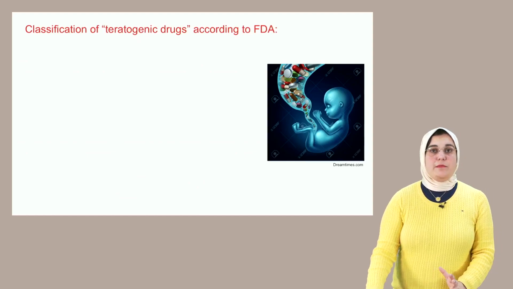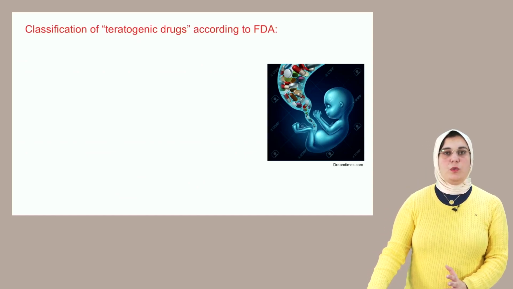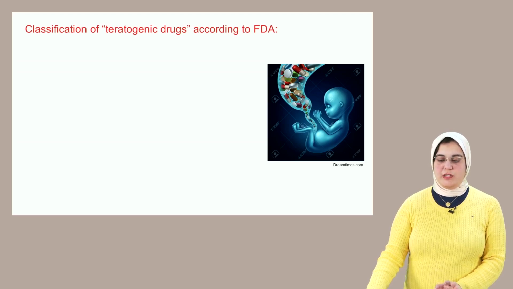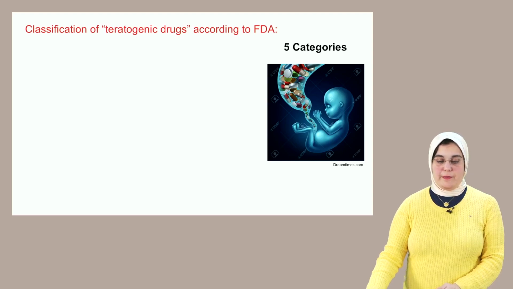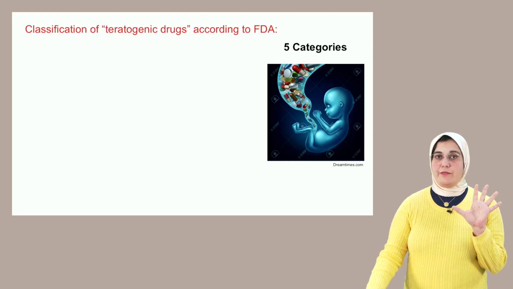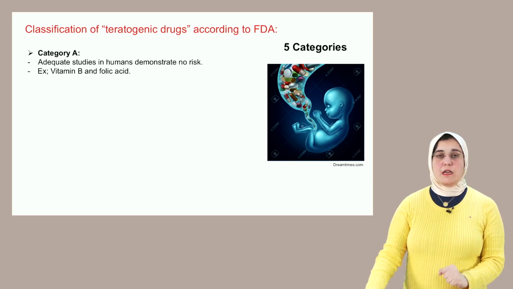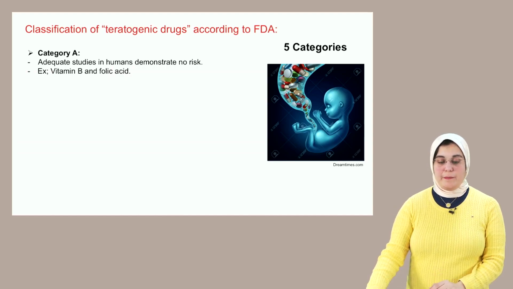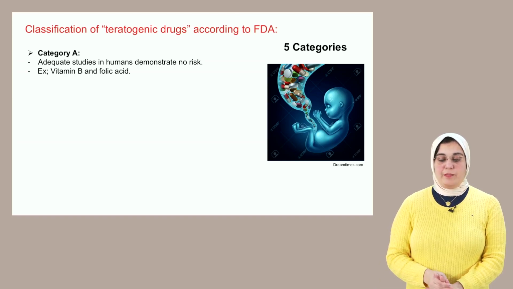So, as a pharmacist, we should not only identify the teratogenic drug as a group of drugs, but we classify the teratogenic drugs according to the FDA. We have 5 major categories. Starting from the least dangerous, it's category A. These drugs have been used for adequate studies in humans and demonstrated no risk.